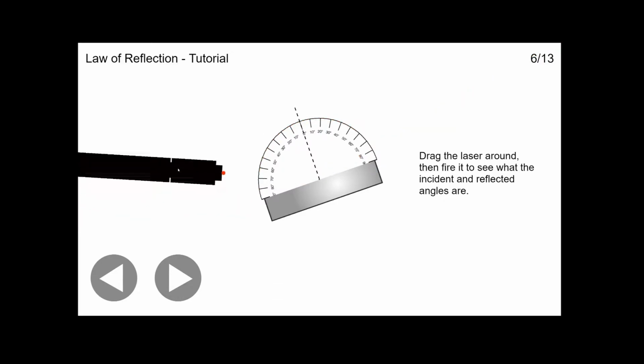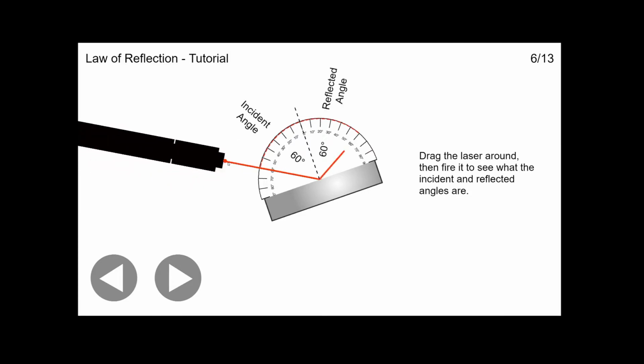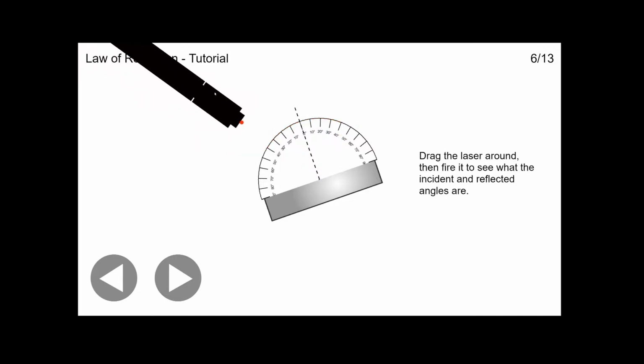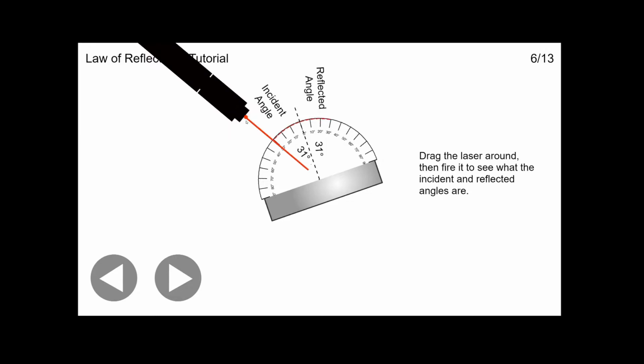So let's choose, how about 60? Incident angle again, 60 degrees, and the reflected angle was again 60 degrees. Go ahead and mark these down as I'm going. Let's choose 44. Again, the incident angle was 45 degrees, and the reflected angle was 44 degrees. Next, let's choose somewhere around 30. All right, so incident angle 31 degrees, and reflected angle is, again, 31 degrees.